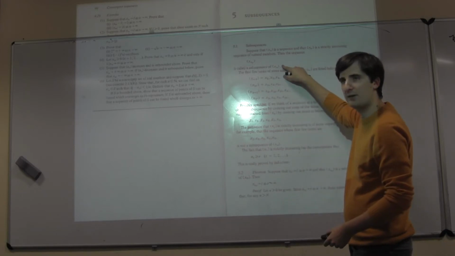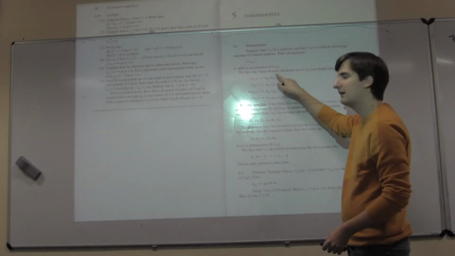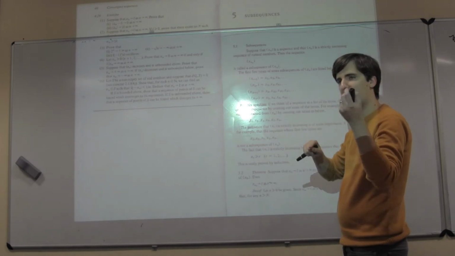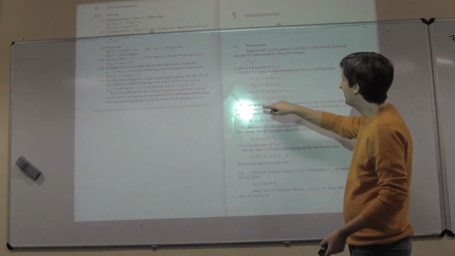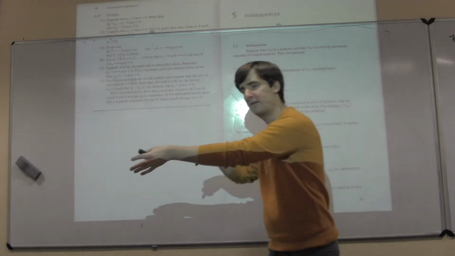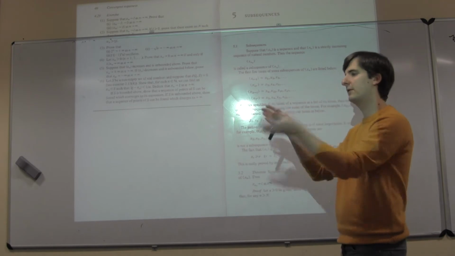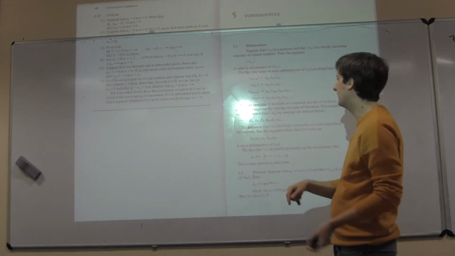So if we've got some original sequence xn, one subsequence of xn is, rather than starting at 0 or 1, we can start at 2 or 3 or 4. So we can start further on. That's a subsequence. We've just thrown away a few terms. That's the original sequence, just without the first few terms.